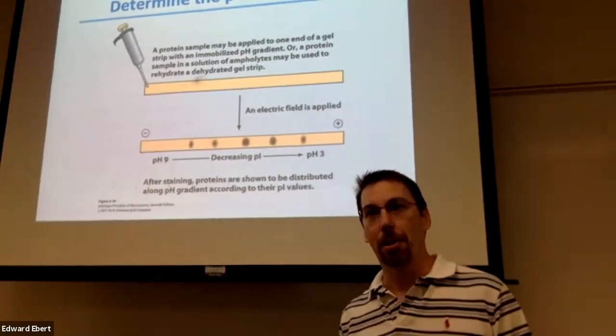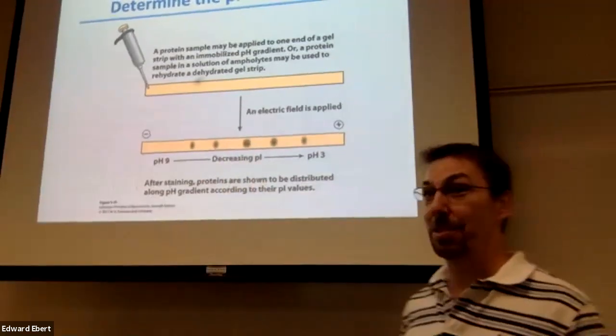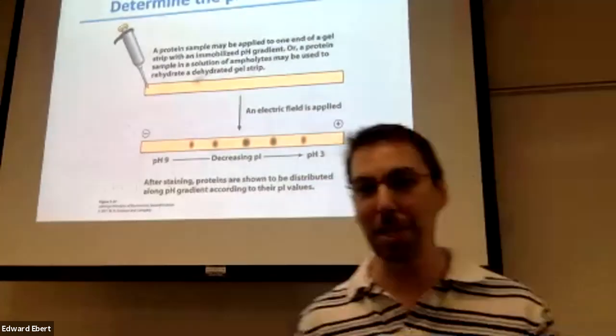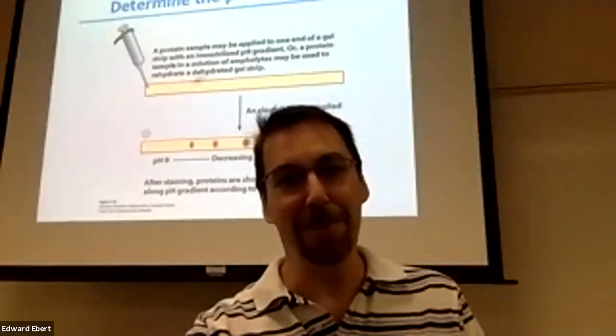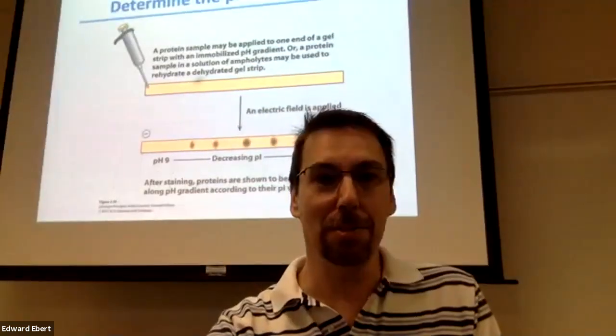Okay? Of course, you might have a bunch of different proteins that all have very similar isoelectric points, maybe like pH 3.8 and pH 3.9. So how do you separate those out? You can actually combine these two techniques.